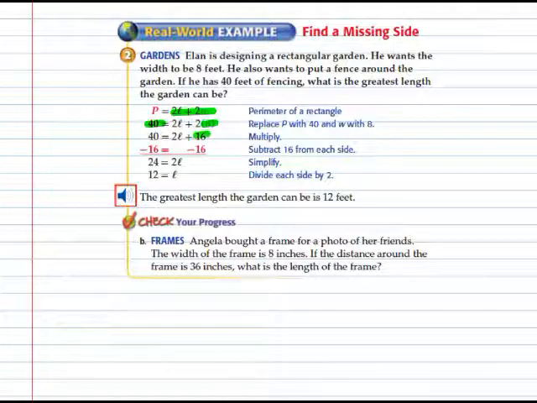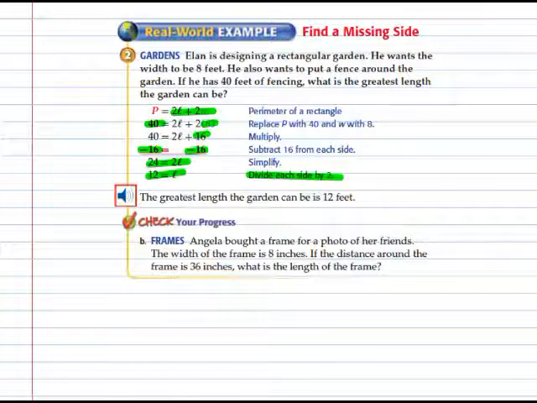We multiply 2 times 8, gets 16. We then undo that addition with subtraction. We subtract 16 from both sides of the equation. Gives us 24 equals 2 times the length. We divide both sides of that equation by 2, and we find then that the length is 12. The greatest length the garden can be is 12 feet.